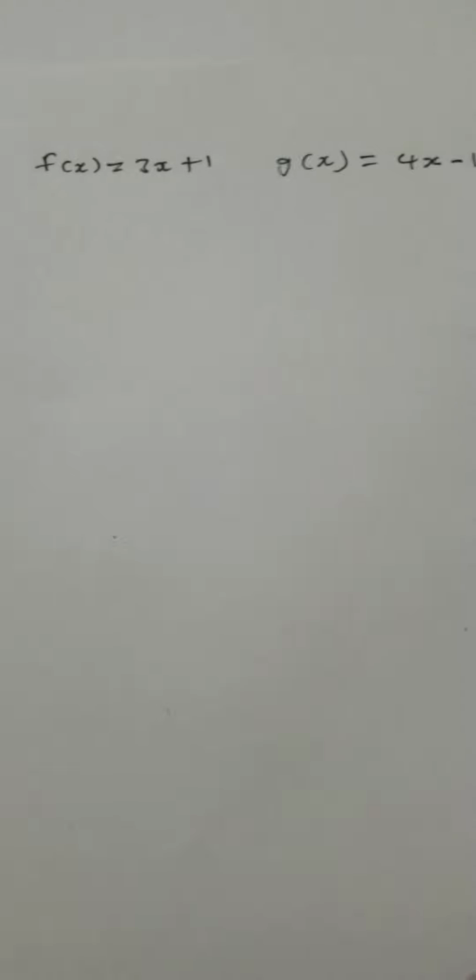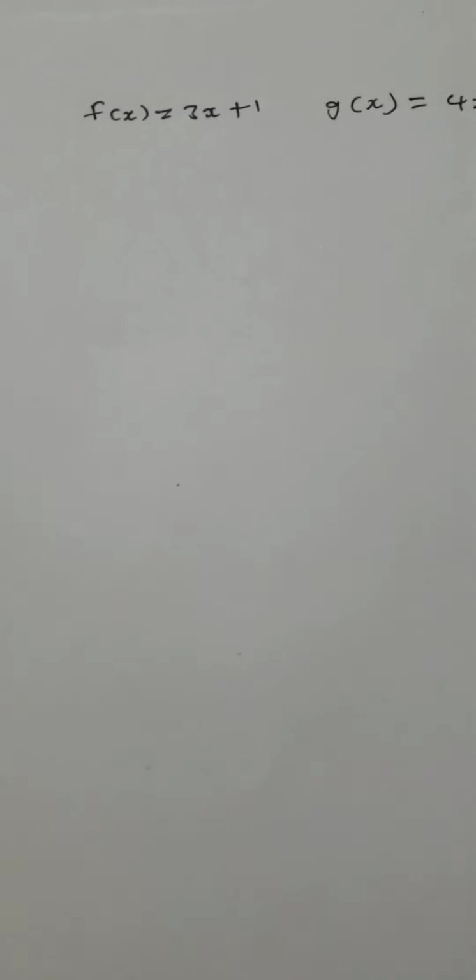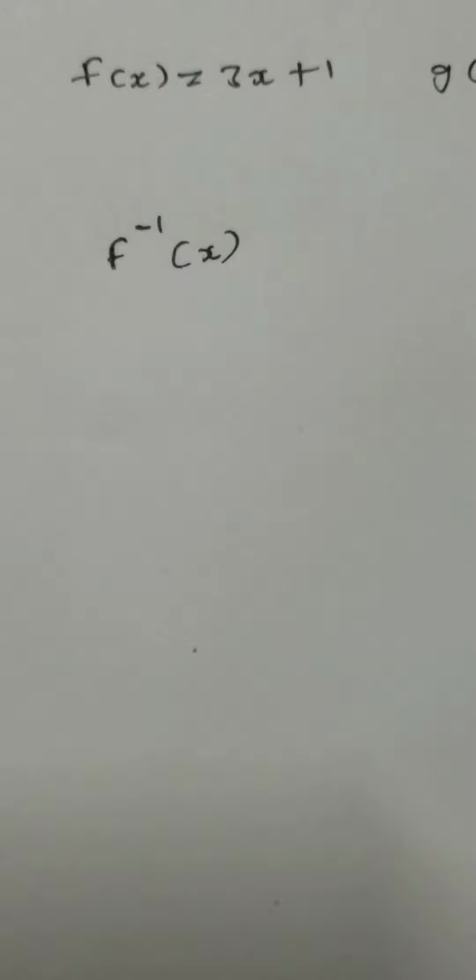So the first question that we have says, given that f of x is equal to 3x plus 1, and g of x is equal to 4x minus 1. So we have f of x and we have g of x. The first question we're being asked is to find the inverse of f of x. That's what we are being asked to find.